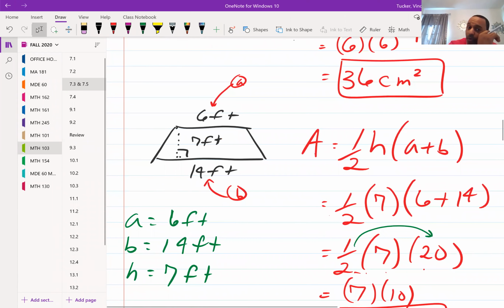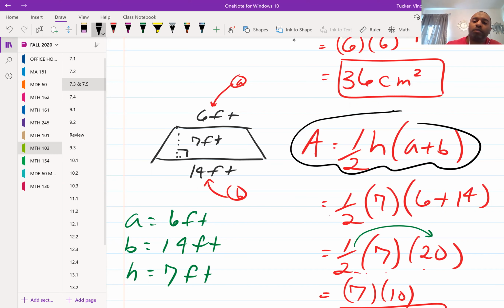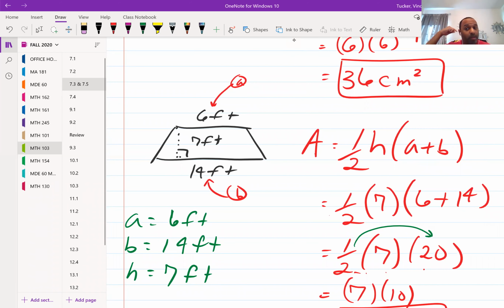All right. So here we have a trapezoid. Our top side is 6 feet, bottom is 14 feet, and the height is 7 feet. This is the formula for the trapezoid: 1/2 times the height times A plus B. Normally the top side is A and the bottom side is B, but that is interchangeable. Whether you do 6 plus 14 or 14 plus 6, you'll still get 20.